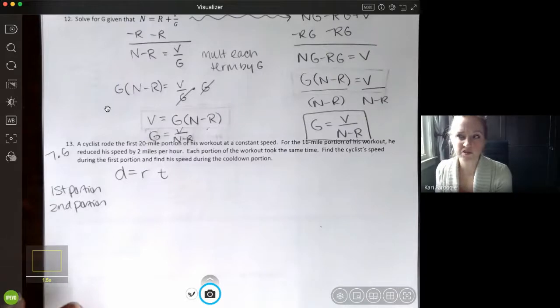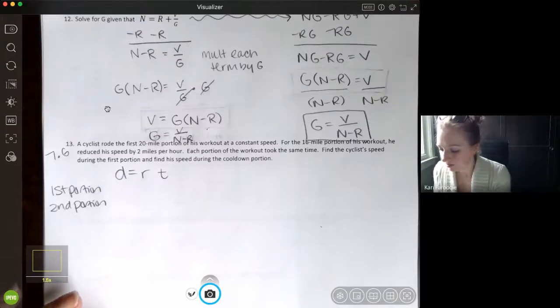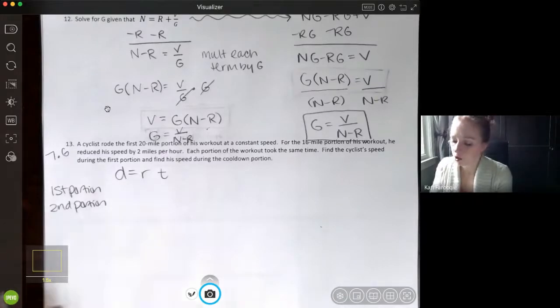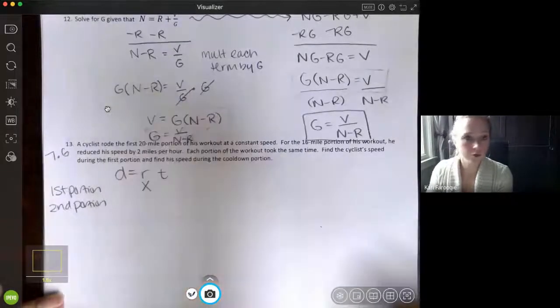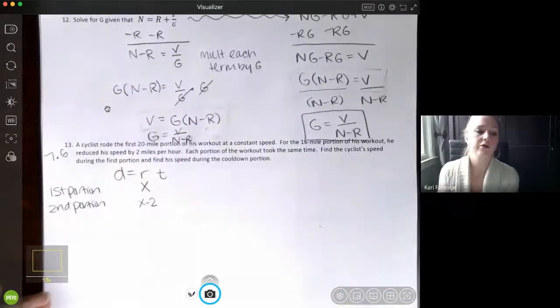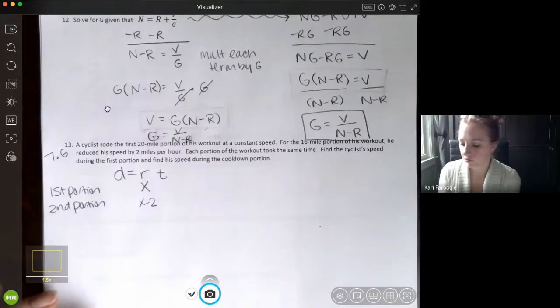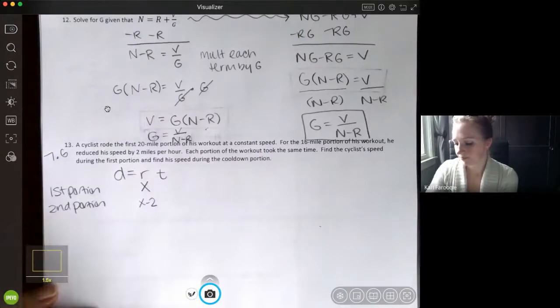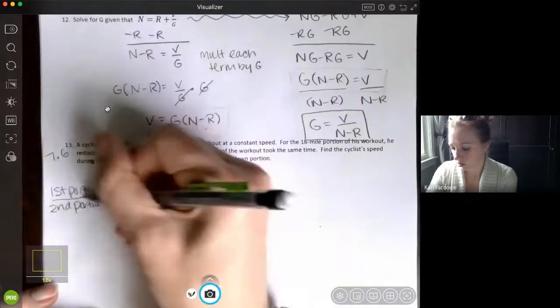All right, so you were given specific information regarding the rate. You were not specifically given how fast he was going. Remember, rate refers to how fast you're going. But it did say that for the second portion, he reduced his speed by 2 miles per hour. So whatever he was going the first portion, we don't know. For the second portion, he was going 2 miles per hour less than that. So that's really the key information that you need to start out with this. We'll make this into a little chart.